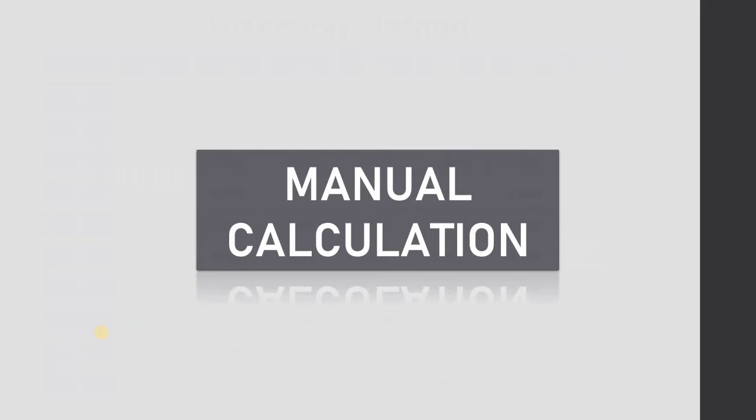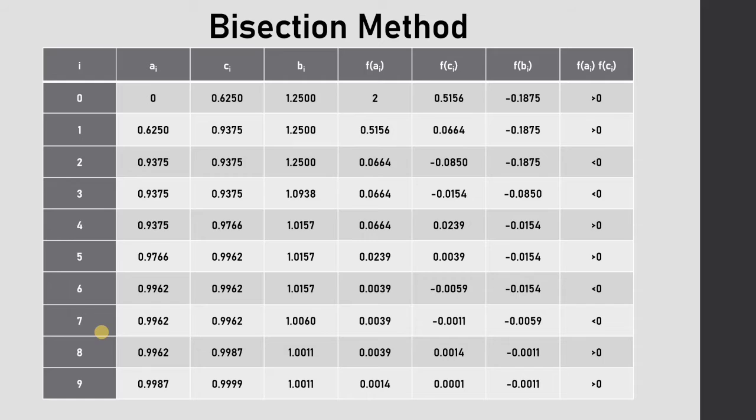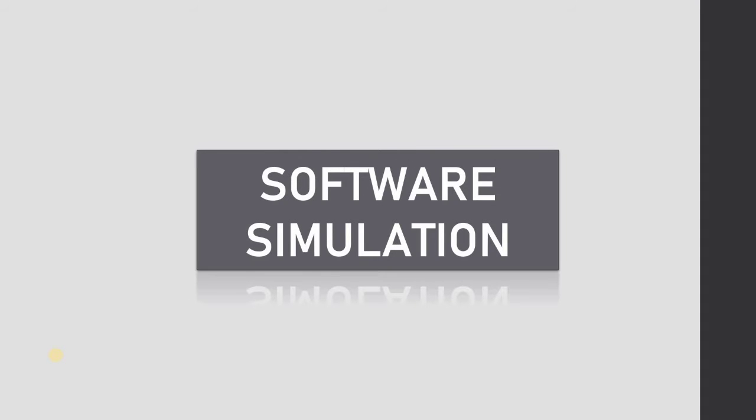Next, I will show our manual calculation in our assignment. For the bisection method, we can conclude that since the f(c) in iteration 9 is equal to 0.0001 and less than 0.0005, the root of f(x) equals x squared minus 3x plus 2 is approximately c9 equal to 0.9999. Next, we'll show the software simulation with Microsoft Excel.